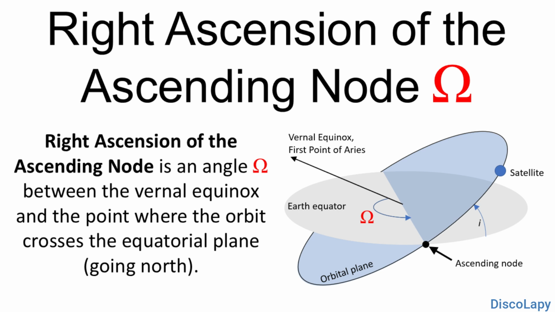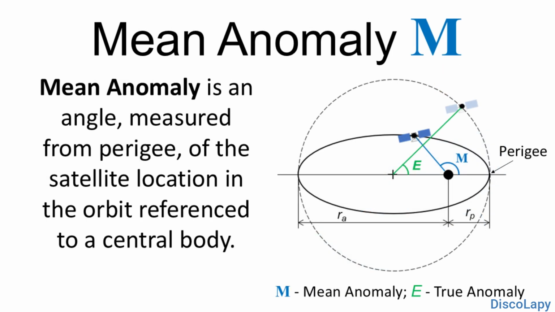Right ascension of the ascending node is measured along the equator from the vernal equinox direction to the ascending node, the point where the satellite crosses the equator going north. The satellite's location on the ellipse is defined by mean anomaly. Mean anomaly, M, grows uniformly with time from perigee.